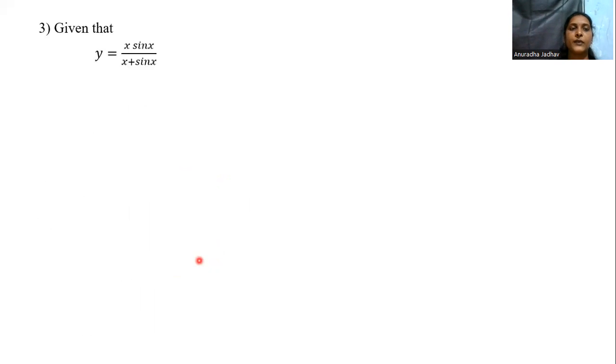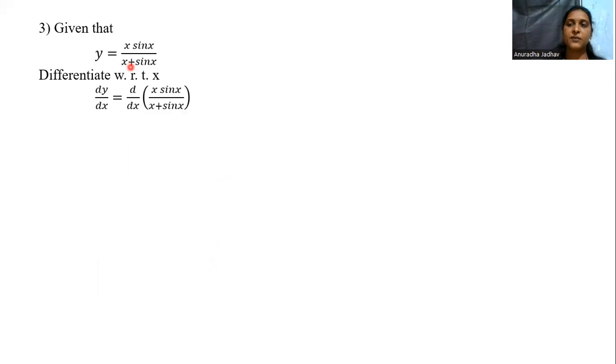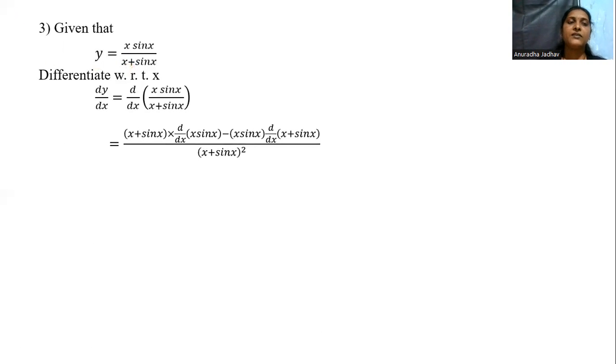And the third function is y is equal to x into sin x divided by x plus sin x. Differentiate that equation with respect to x. The left hand side derivative is denoted by dy by dx and the right hand side is the derivative of the given function with respect to x. Same, use the formula for division of two functions: x plus sin x, the denominator as it is, into the derivative of the numerator x into sin x, minus x into sin x as it is, into the derivative of x plus sin x, divided by the denominator square, that is (x plus sin x) whole square.